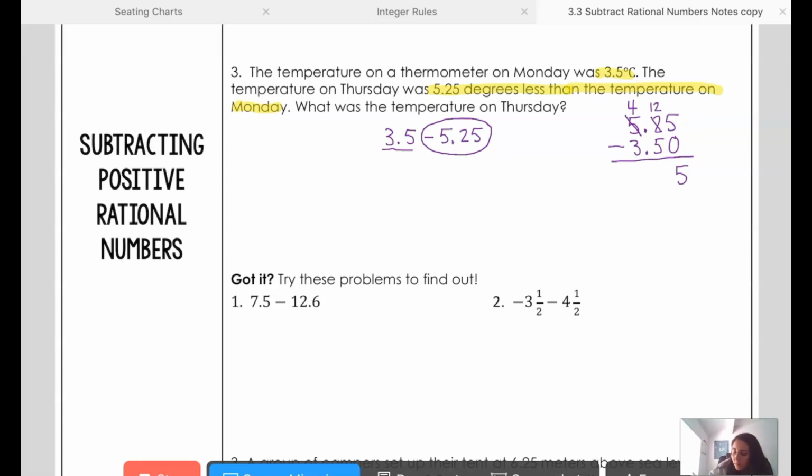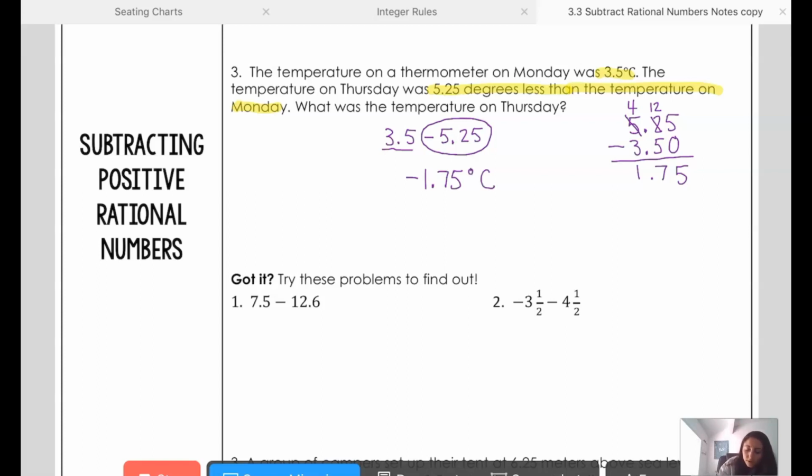So now 12 minus 5 is 7, and then 4 minus 3 is 1. So when we subtracted, we got 1.75, and now we need to figure out our sign. Well, 5.25 is larger than 3.5, and that larger number is negative, so our answer is negative. So the temperature on Thursday was negative 1.75 degrees Celsius.